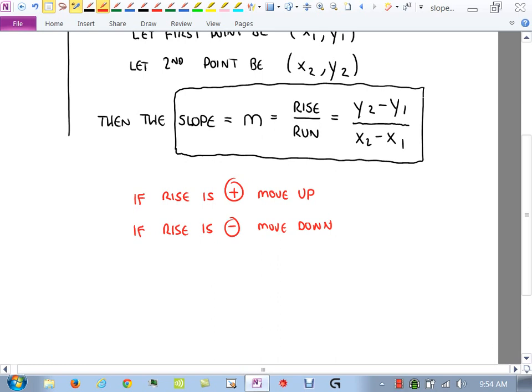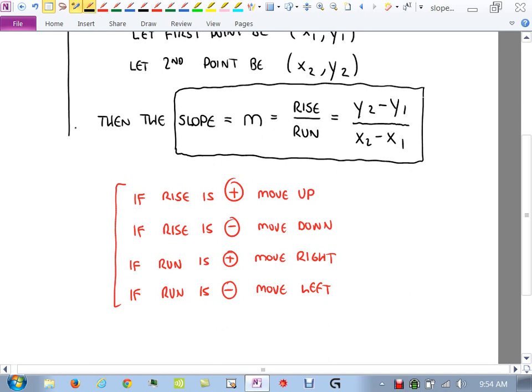Does that make sense? But on the run, you got to make sure you go the right way. If run is positive, you move right. If run is negative, you move left. Okay, and that's all part of this one note right here. Just keep that in mind. When you calculate the rise on top, if it turns out to be a negative number, that actually means you're not going to rise, you're going to go down.